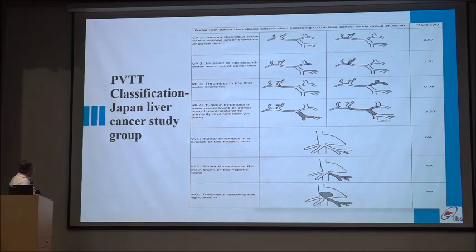VV1 is tumor thrombosis in the branch of the hepatic vein. VV2 is tumor thrombosis in the main trunk of the hepatic veins, and VV3 is thrombosis reaching to the right atrium.